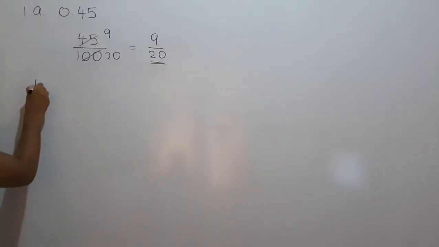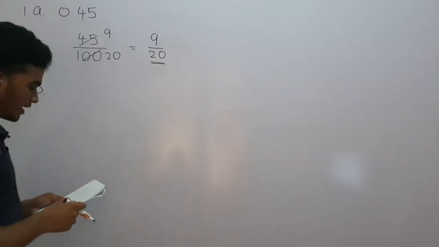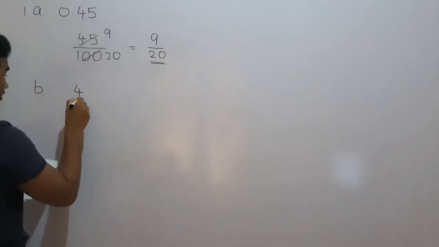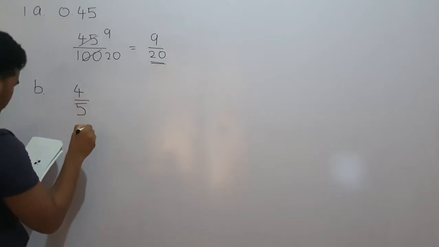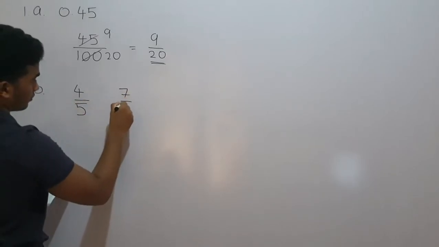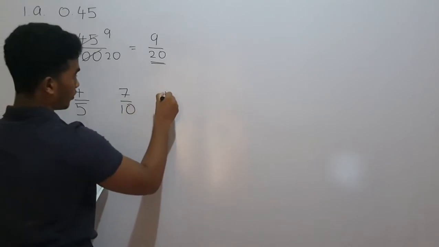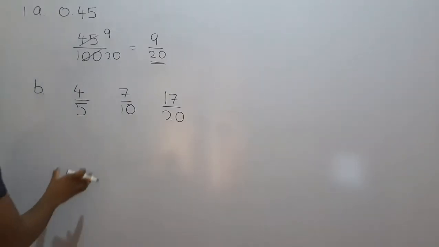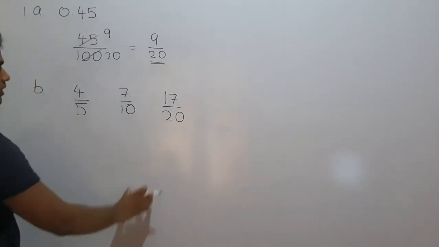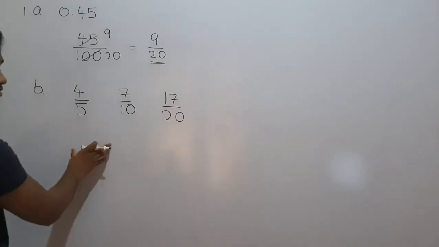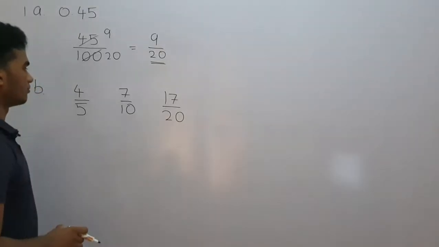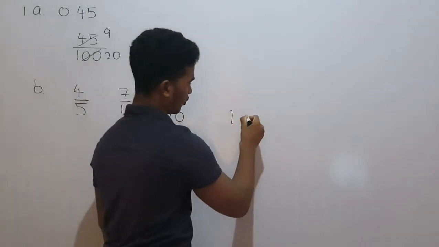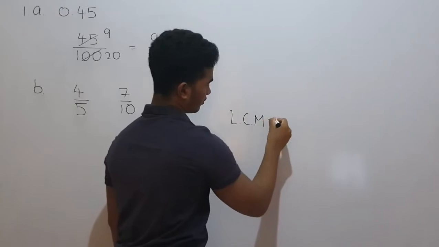Then part B. Write these fractions in order of size, starting with the smallest. So we are given 3 fractions, 4 over 5, 7 over 10 and 17 over 20. To write these fractions in order, the denominators should be the same. So to make the denominators the same, we should find the LCM. What is the LCM of 5, 10 and 20? The lowest common multiple is 20.